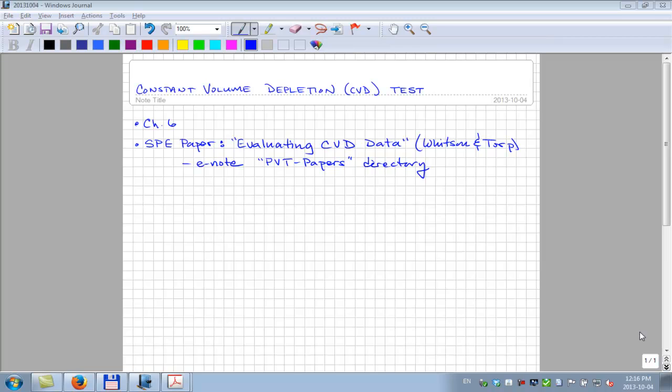Today we're going to talk about the constant volume depletion test, which, as the name implies, is a test to study the depletion characteristic of gas and oil properties using a constant volume procedure, which we'll talk about. This is discussed in some great detail in Chapter 6.